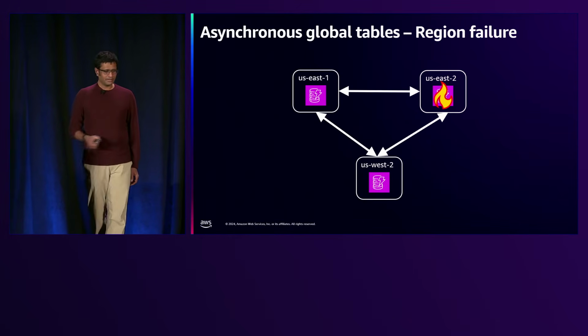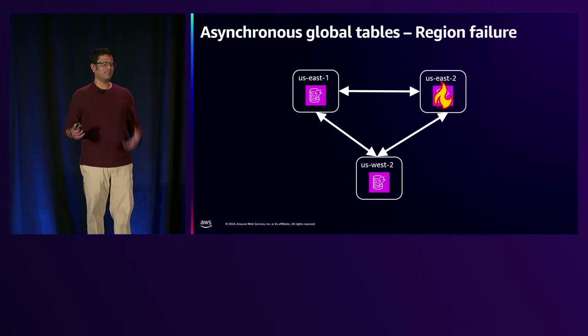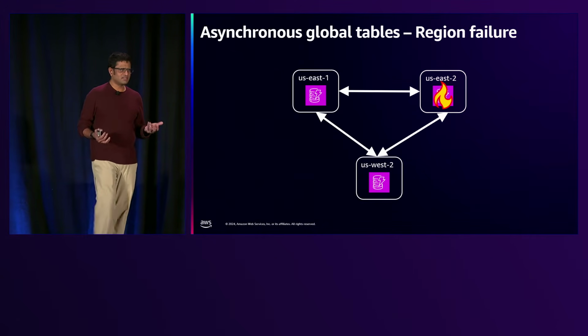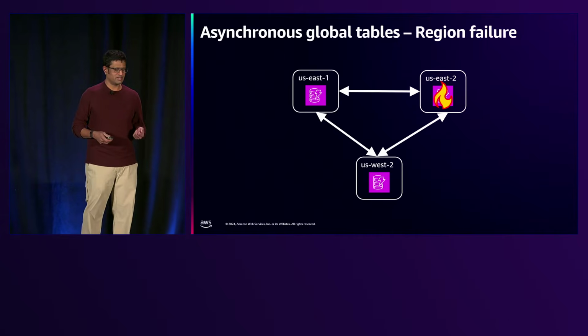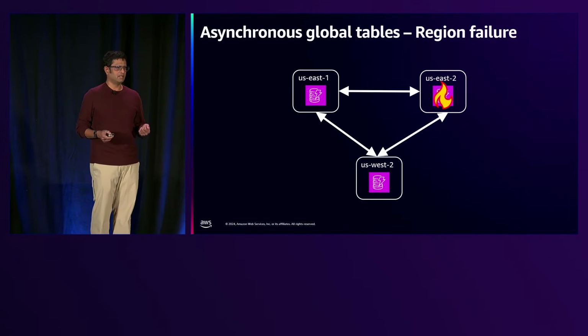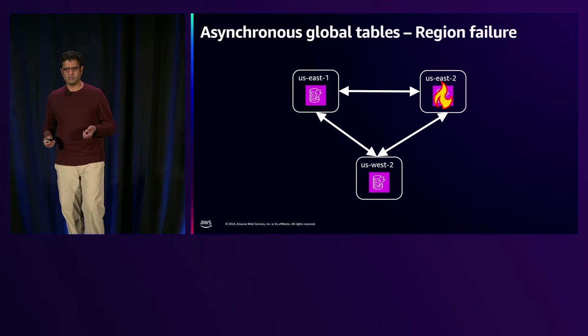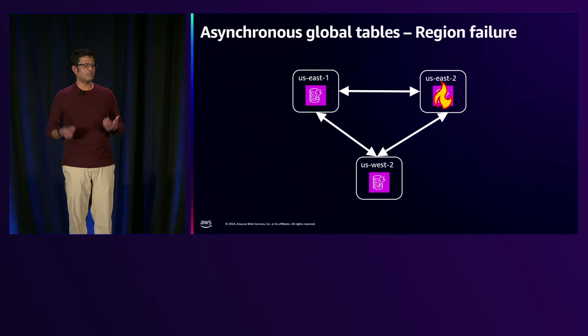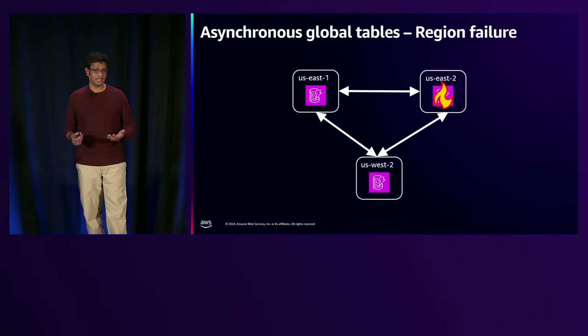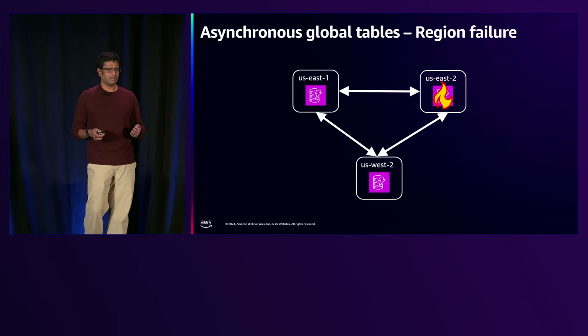Now, how do asynchronous global tables behave in case of failures? A big failure is regional failure, where you have a regional service disruption, or there's something else going on with the region. In that case, the replicas in the other regions are still highly available. And this is the beauty of asynchronous global tables. All the regions operate independently. The performance is equal to the local performance, and the replication is outside the critical write path to the region.